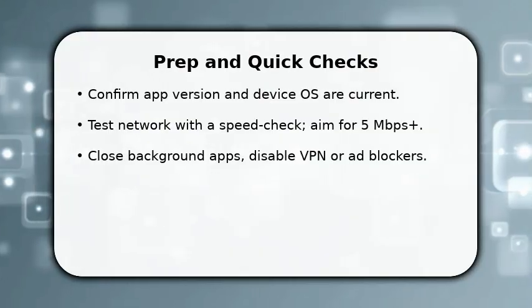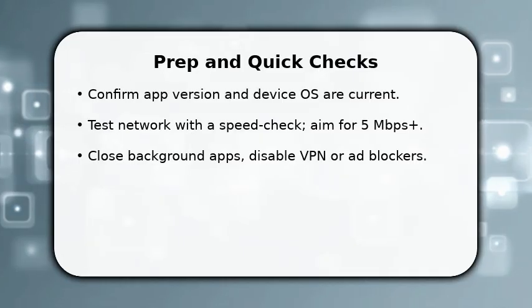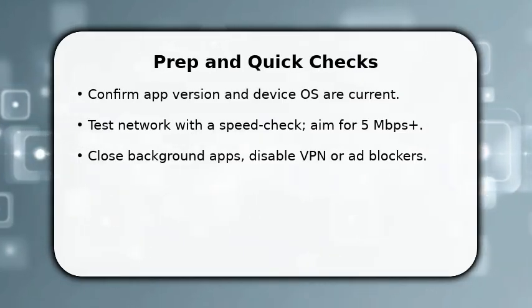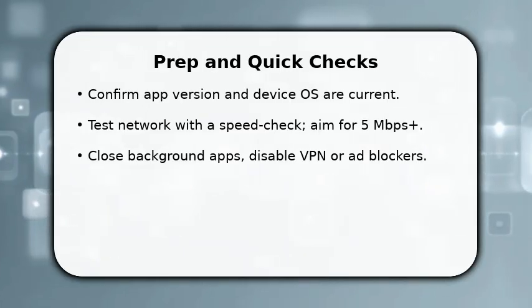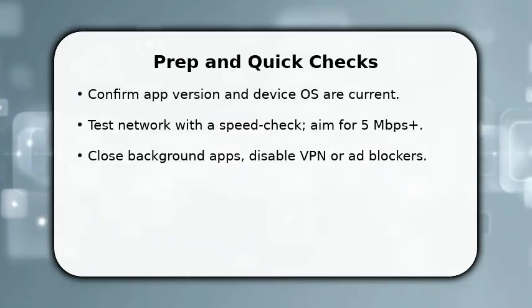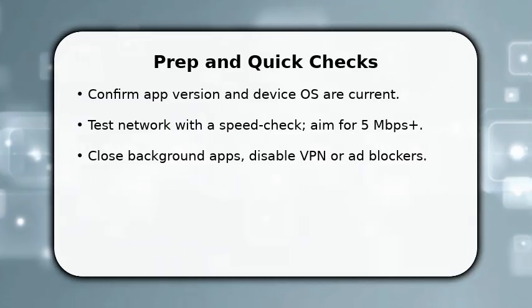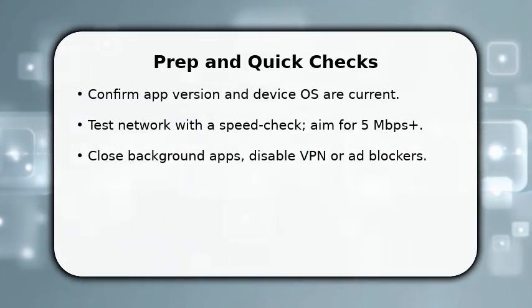You start by confirming the essentials. Update YouTube Music and your device OS so known bugs are out of the way. Once done, check your network speed. If you're under 5 Mbps, buffering is likely. Make sure to close bandwidth-hogging apps and temporarily disable VPN or ad blockers.